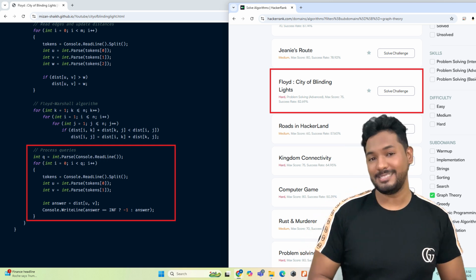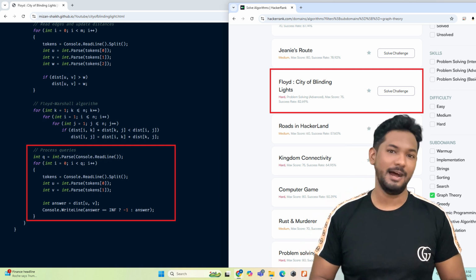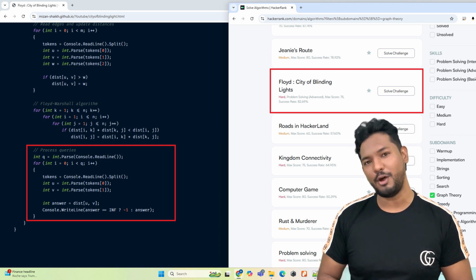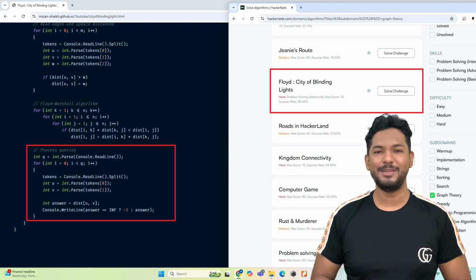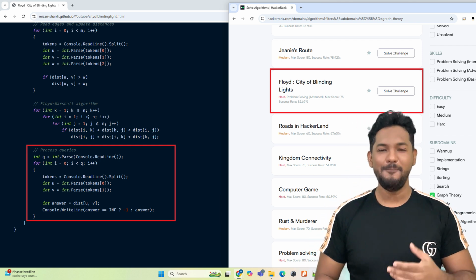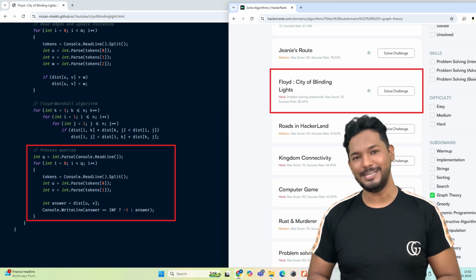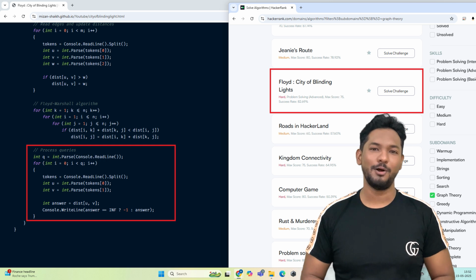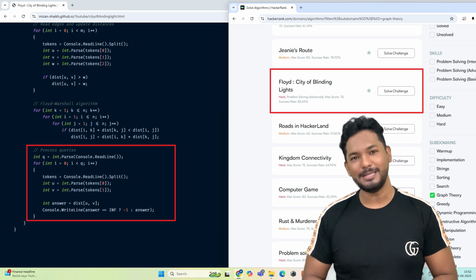So to recap, we start with our basic input, build a distance matrix filled with potential paths, use the Floyd-Warshall algorithm to ensure that we capture all the shortest paths, and finally we answer the queries based on our comprehensive distance matrix. Each step is crucial, and together they form a solid approach to solving the problem.